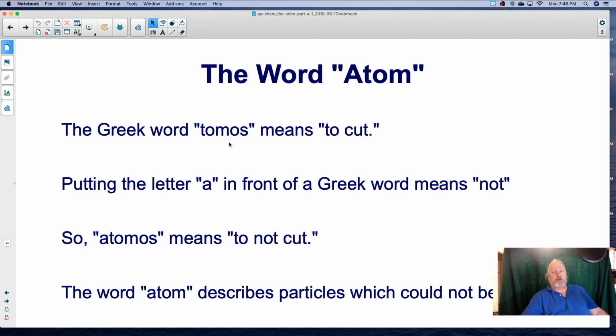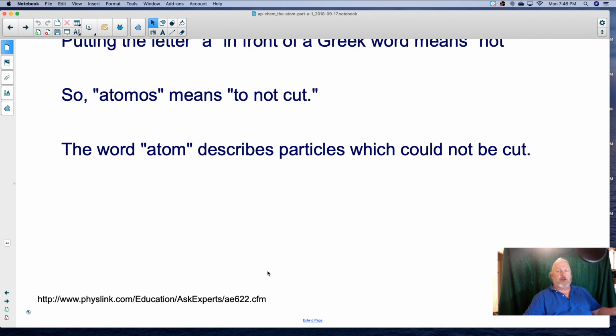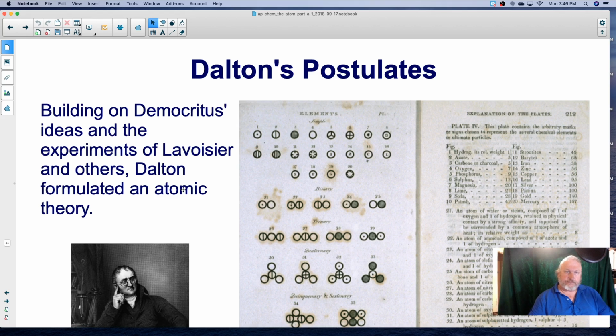So the Greek word tomos means to cut. If you put a letter A in front of a Greek word, it means not. So atomos means to not cut. So the word atom describes particles which cannot be cut any further than what they are. So let's fast forward for about 1,600 years.